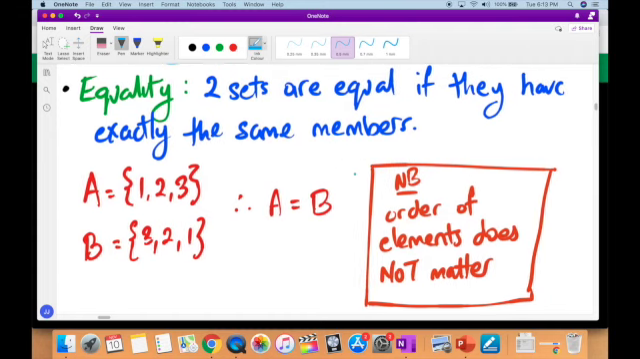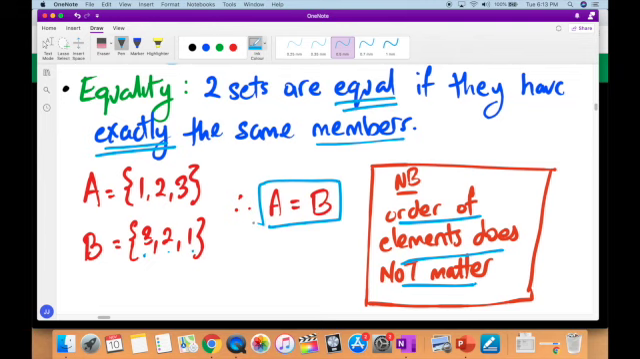When it comes to equality, two sets are equal if they have exactly the same members. Exactly the same members. So we could see here A is 1, 2, 3, and the set B is 3, 2, 1. Well, guess what? The order of the elements does not matter. So yes, they are both equal. They do both have exactly the same numbers. So A is equal to B.